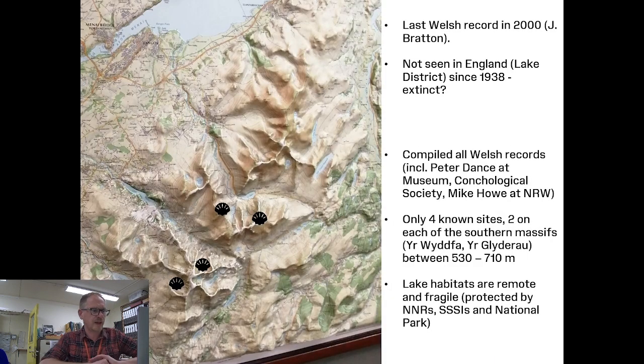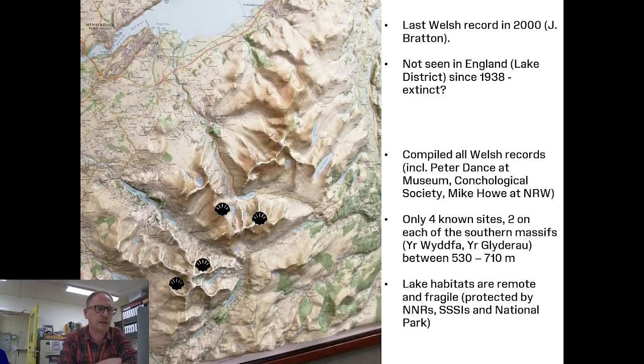So, Conventus, where has it been found? Well, there are 4 known sites in Wales. The last record before us was in 2000, so you could say that our records are the first ones this century. It hasn't been seen in England, where it was found in the Lake District, since 1938, so it's perhaps already made extinct there, but it probably hasn't been searched for properly recently.